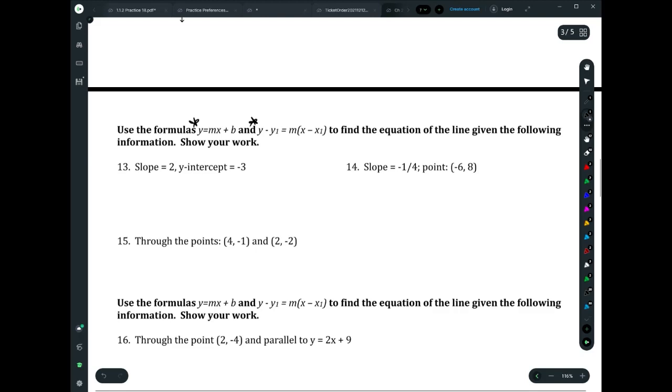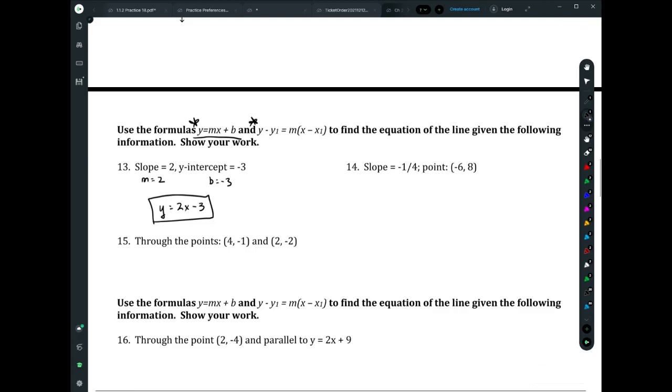Basically, different cases you'll have is if I give you a slope of 2, we know m equals 2, and y-intercept, that's b, equals negative 3. We can just put right into y equals mx plus b, and we have y is equal to 2x minus 3. Done.